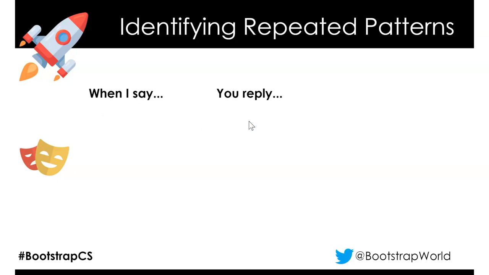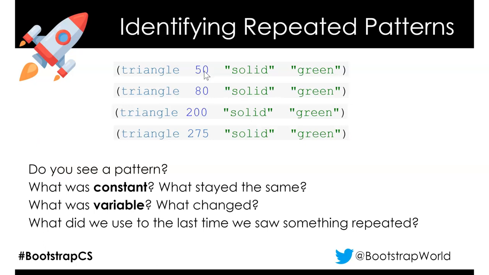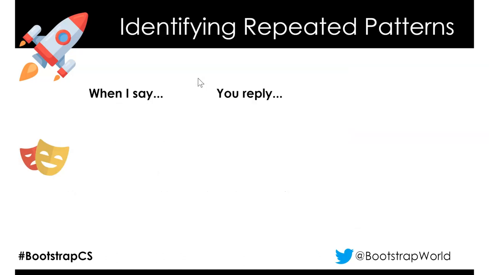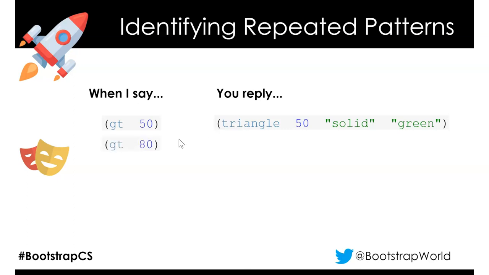I'm going to go back to the slide before. Look at what changed, just the size, because we made solid green triangles of different sizes. So what's changing? If I could make a new function called GT that somehow refers to all of these things that stay the same, but lets my 50 change. GT80, think about what that looks like. GT200, GT275.